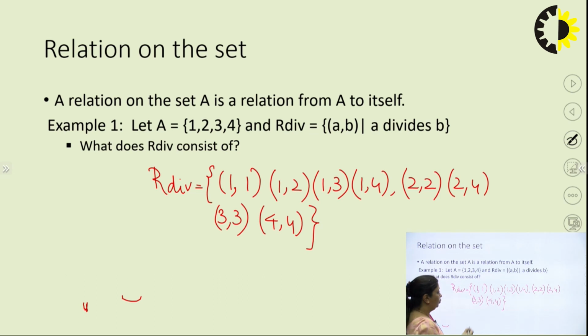Now if I want to talk about the domain and range here, what will be the domain for this relation?